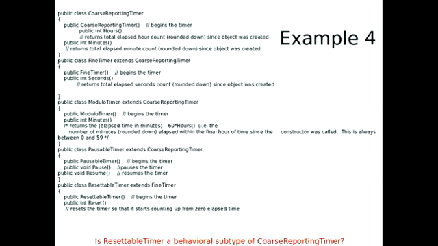That's great. Okay, so imagine we have course reporting timer as our supertype. Now we have a find timer that depends on this. The find timer should be called find reporting timer, excuse me. It provides that functionality, and it has a method seconds that returns the total elapsed second count. So it extends this functionality of the course reporting timer by providing another way of measuring time, namely in seconds. Is that a legitimate subtype?